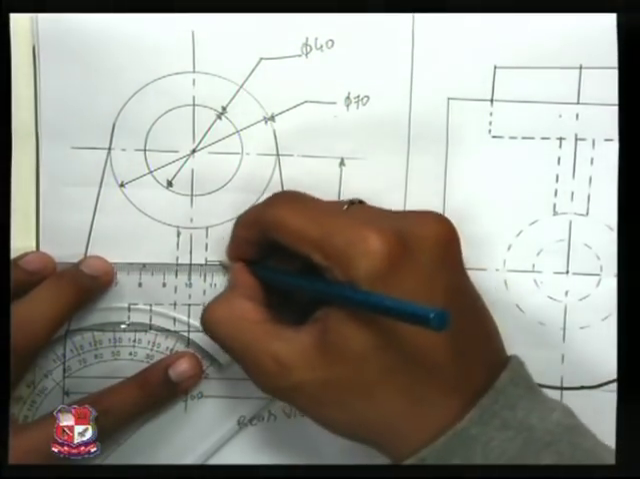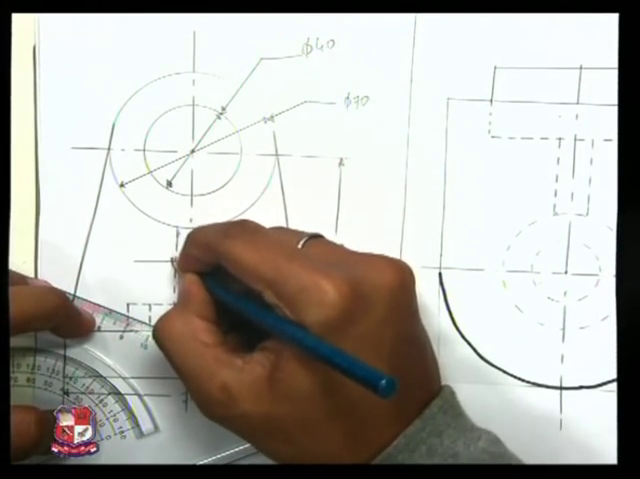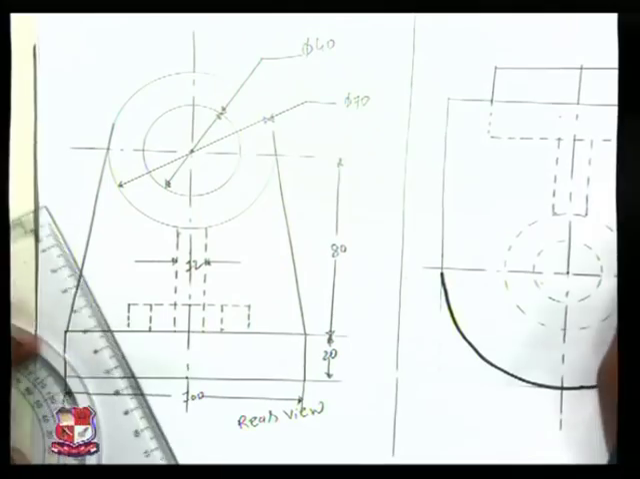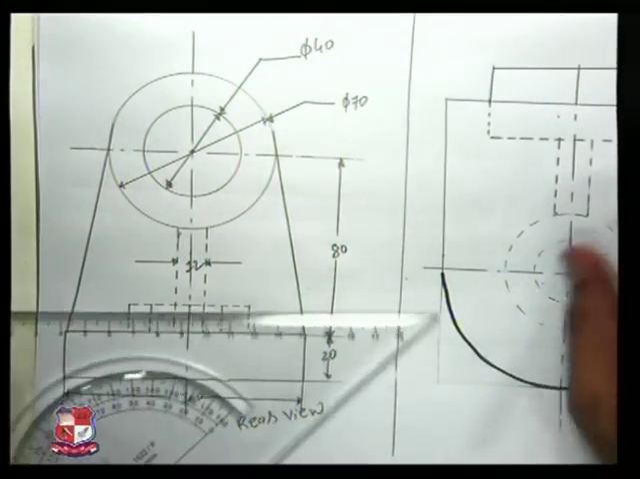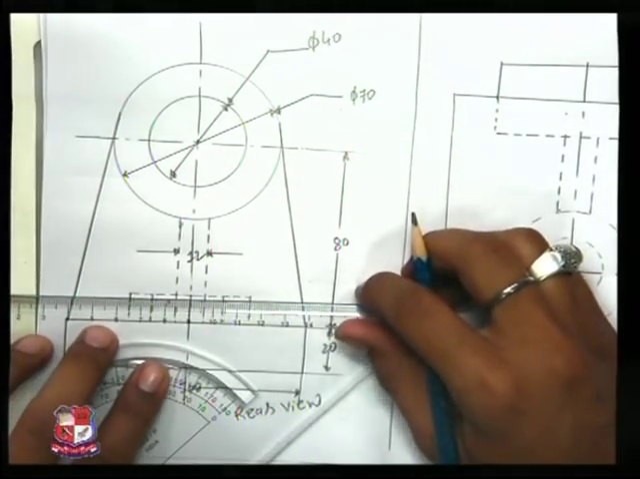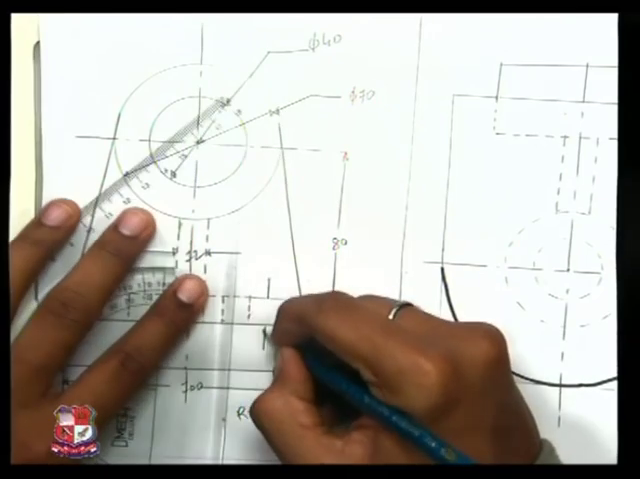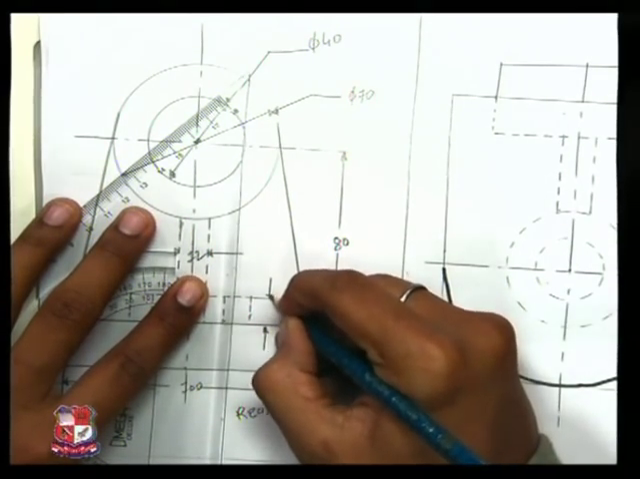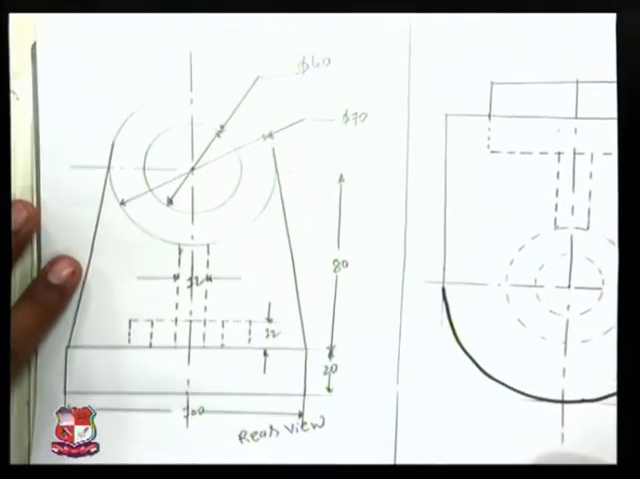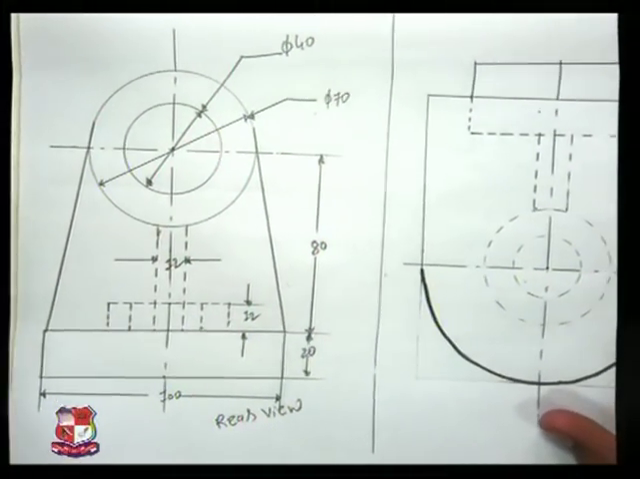This rib dimension is given as 12 mm. This cylinder height has been given again as 12 mm. So all the dimensions in the rear view have been given.